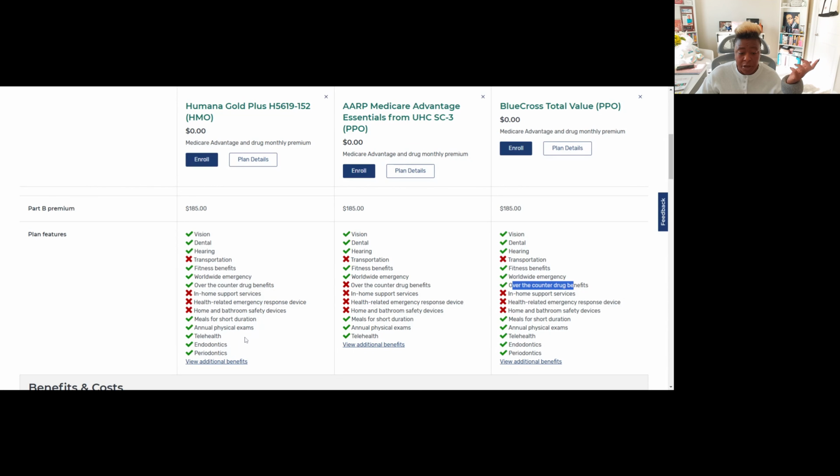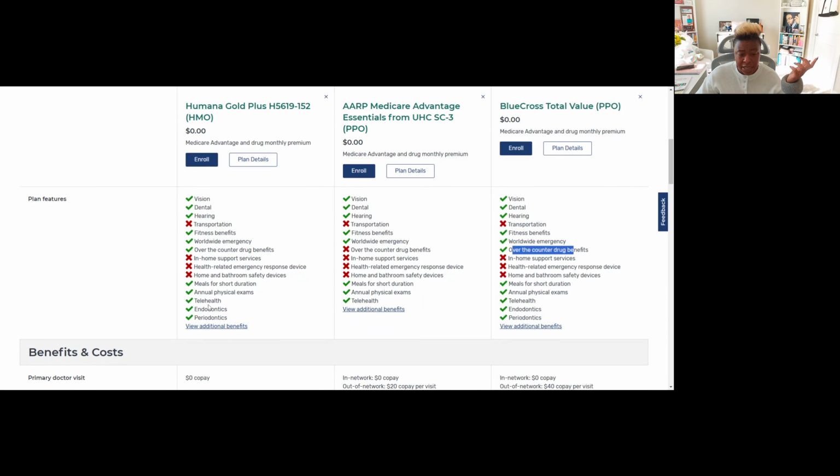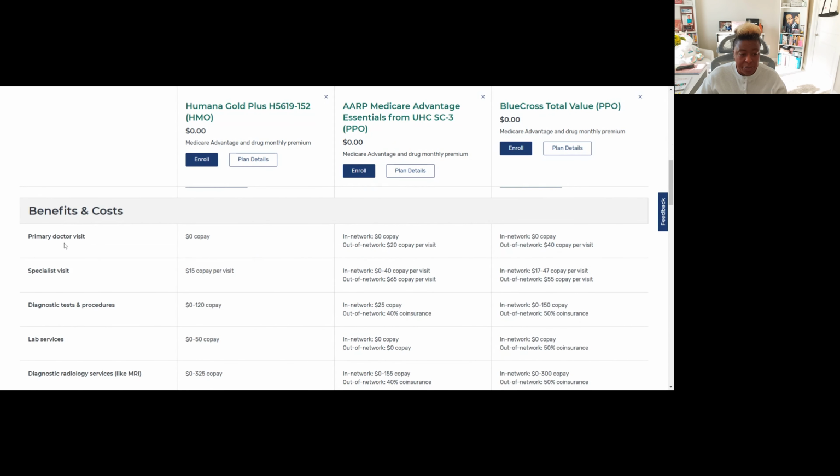And then it just keeps going down. Now you can see here it's got endodontics, periodontics, and then this one does not. So what this tells me is this Humana plan and Blue Cross have comprehensive dental. The United plan in the middle does not have comprehensive coverage. Okay, and then we scroll down and we look at benefits and costs.